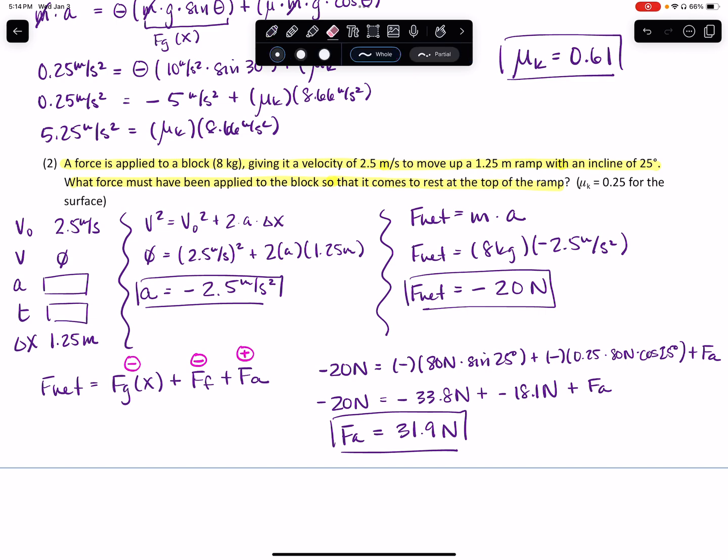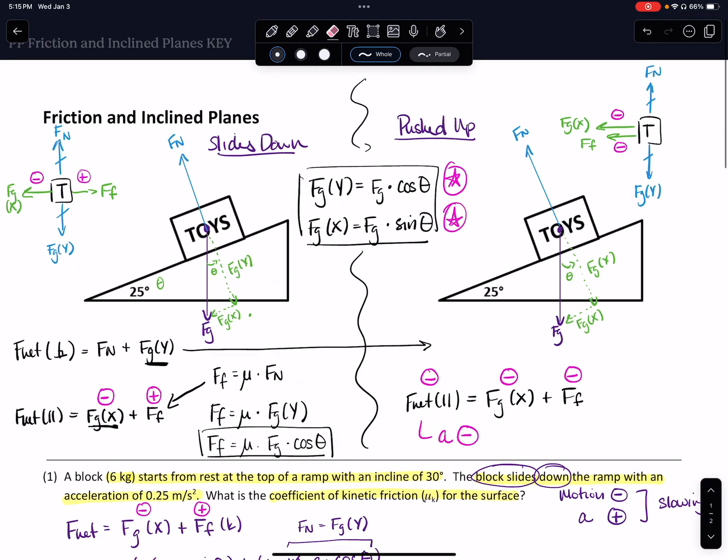Okay, so those are just two examples of how to work inclined plane problems. The key really is understanding how to draw these diagrams, particularly that component split of Fg. If you can get that correct, and keep in mind which side of your free body force diagram friction needs to be on, you should be all set. It's nothing different than what we have done before. Okay?